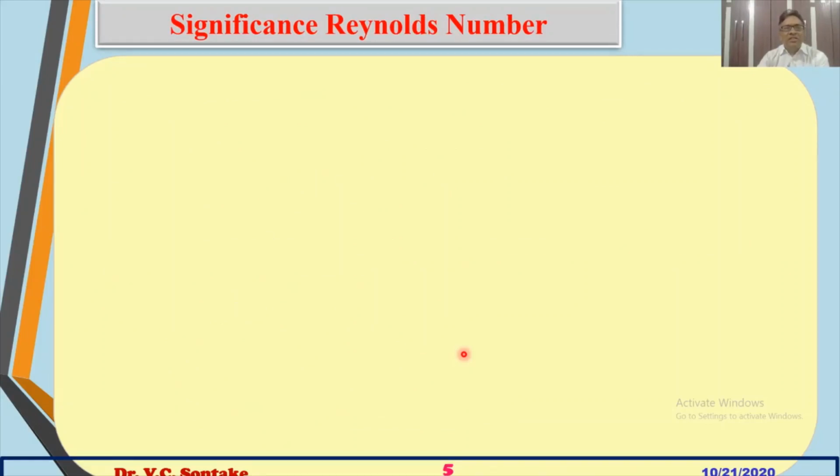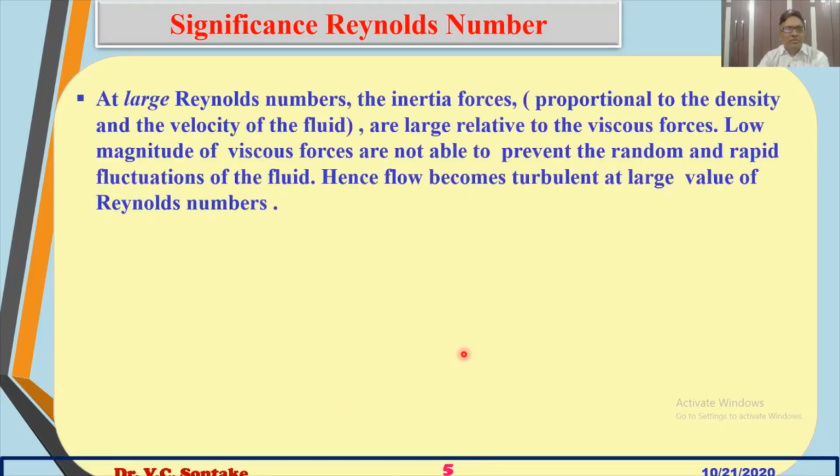Now let us discuss the significance of Reynolds number. At large Reynolds number, the inertia forces, which are directly proportional to the density and velocity of the fluid, are very large as compared to the viscous forces. Because of the low magnitude of the viscous forces, they are not able to prevent the random and rapid fluctuation of the fluid, which is caused by inertia force. Hence, flow becomes turbulent at large values of Reynolds number.